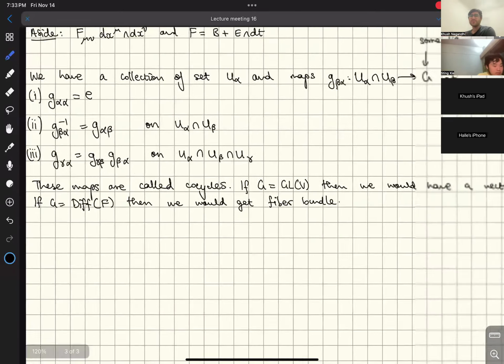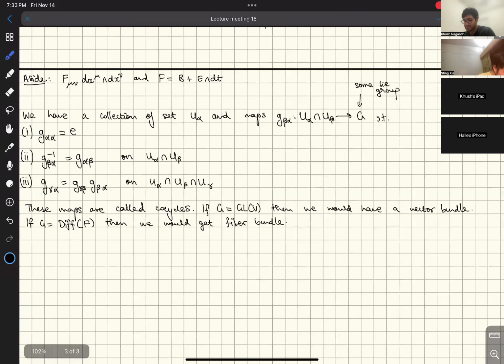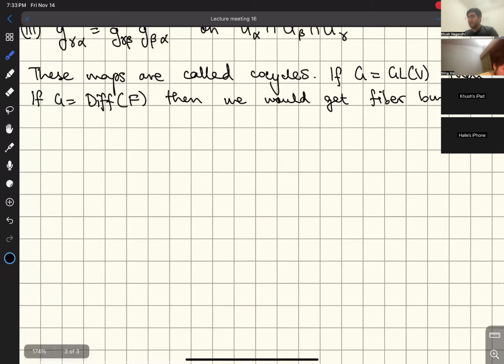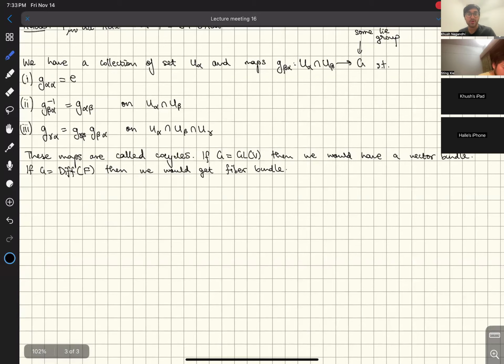But we don't really have too much use for fiber bundles as of yet. All we care about is vector bundles. So let's now define a vector bundle. One way of defining a vector bundle is using cocycles.